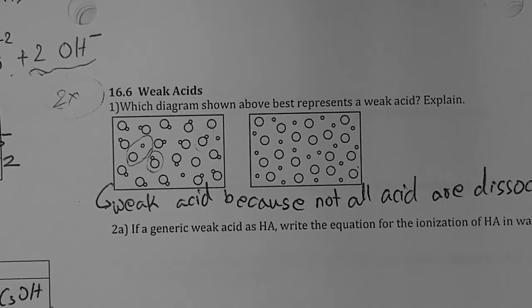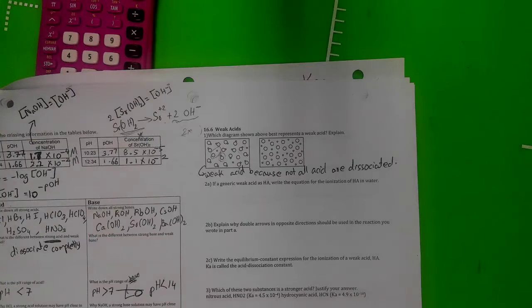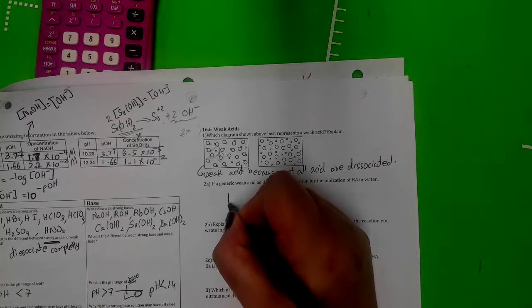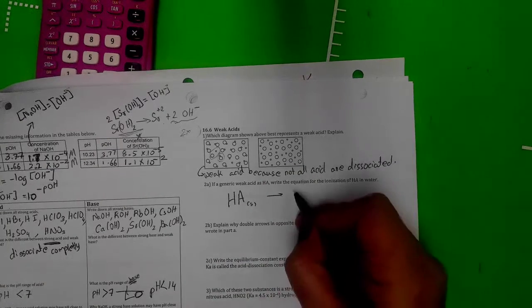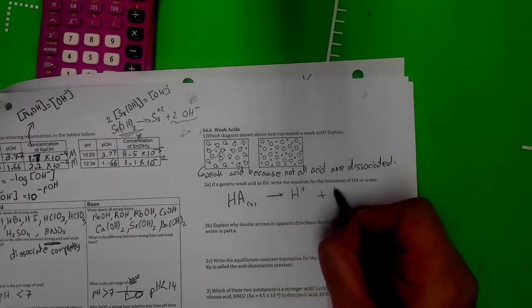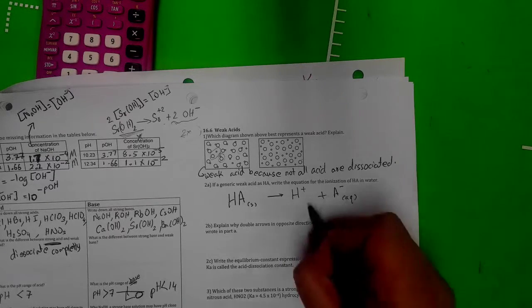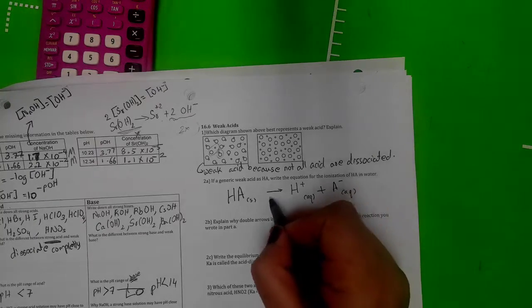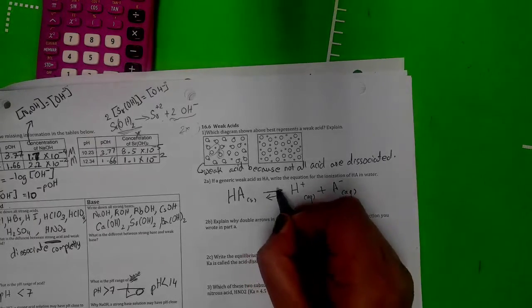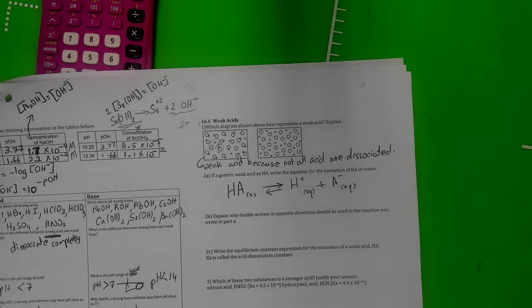Okay, 2A. If generic weak acid is HA, write the equation for ionization of HA in water. Sometimes you will use HA as a generic strong acid or weak acid, depending on the case. Let's try writing it. HA is going to dissociate. It's going to make some H plus, and then some A minus, aqueous. That's the key. Without the backward arrow, you will not get the grade. Everybody heard it? I do need that reverse arrow. That's the key for that 2A. That's all they want.